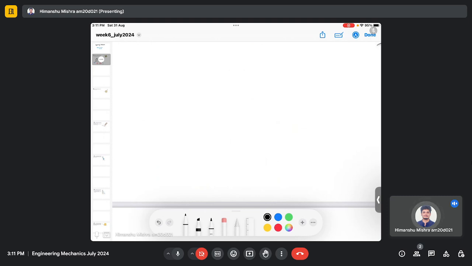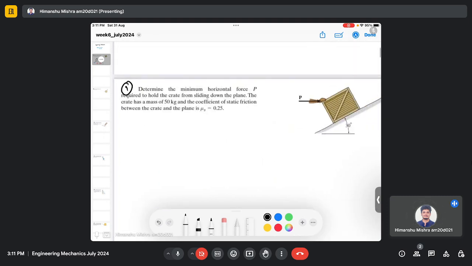So the first few problems will be very easy, and then we will subsequently move to the little more involved problems, and then we will move to the wedge problems. Most of these problems we are going to use the equilibrium equations to analyze the friction force. So for example, let's consider question number 1.